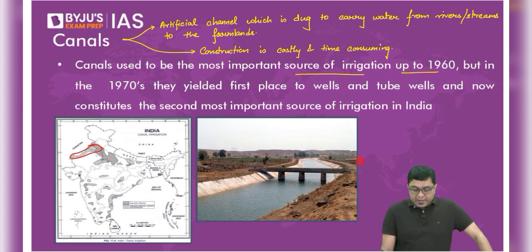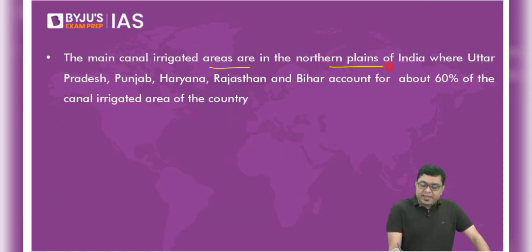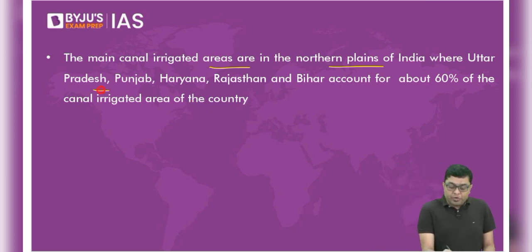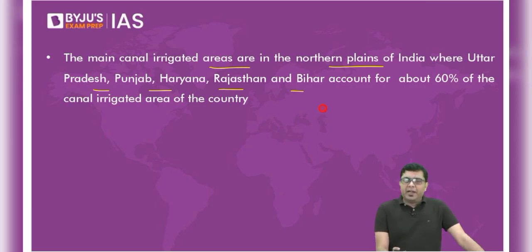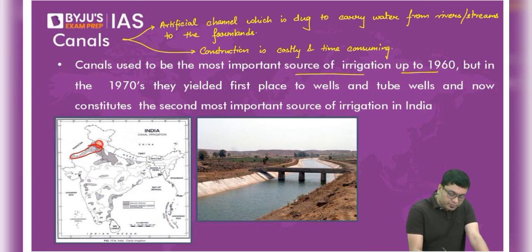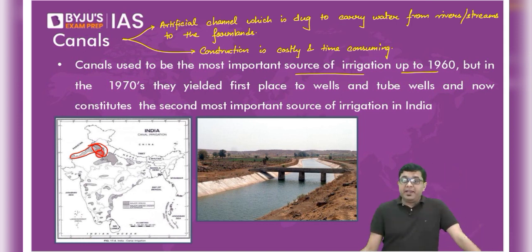Okay. Now, after this, the main canal irrigated areas in the northern plains of India, where you have Uttar Pradesh, Punjab, Haryana, Rajasthan, Bihar, account for 60% of the canal irrigated area of the country. Immediately after independence, the canal construction was mostly focused in the region around the national capital. These are the regions which benefited immediately after independence in terms of canal construction. That is why when the requirement of the green revolution came in, these were the areas where, for the first time, the green revolution was tried out.